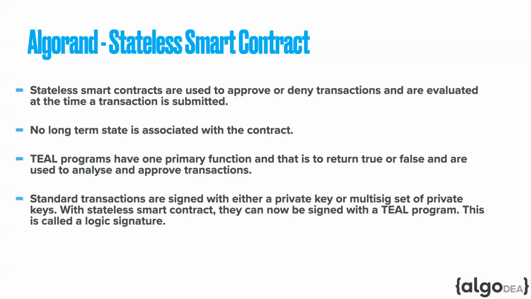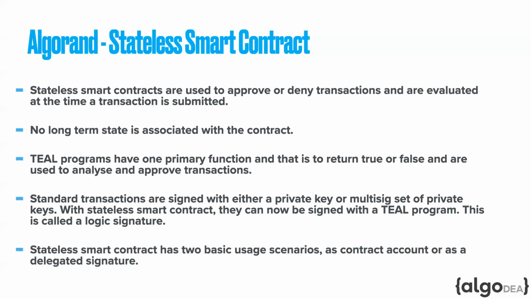Usually standard transactions are signed with either a private key or a multi-sig set of private keys. With stateless smart contracts, they can now be signed with a TEAL program, and this is called a logic signature, or logic sig. A stateless smart contract has two basic usage scenarios. It can be used as a contract account, or it can be used as a delegated signature.